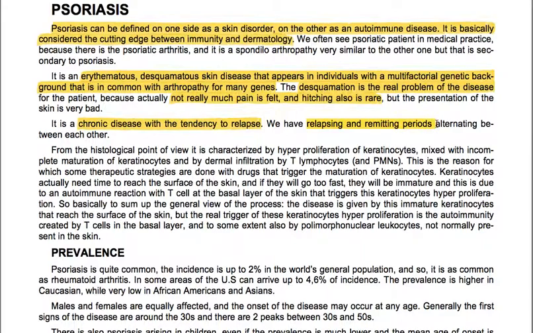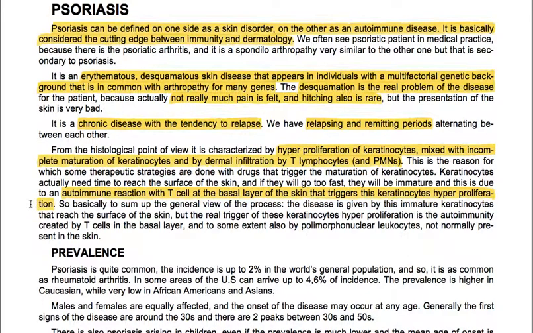From the histological point of view, it's characterized by hyperproliferation of keratinocytes, mixed with incomplete maturation of keratinocytes and epidermal infiltration by T lymphocytes and polymorphonuclear cells. This is the reason for which some therapeutic strategies are done with drugs that trigger the maturation of keratinocytes. Keratinocytes actually need time to reach the surface of the skin, and if they go too fast, they will be immature, and this is due to an autoimmune reaction with T cells at the basal layer of the skin that triggers this keratinocytes hyperproliferation.